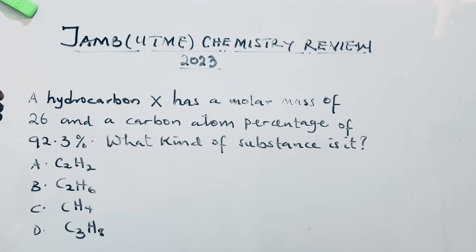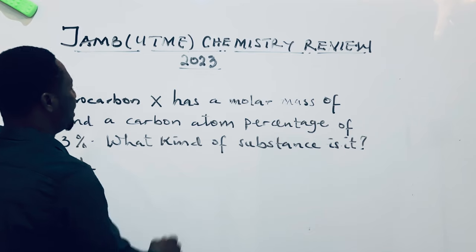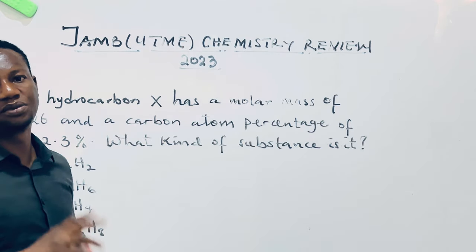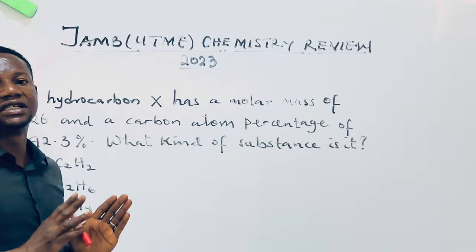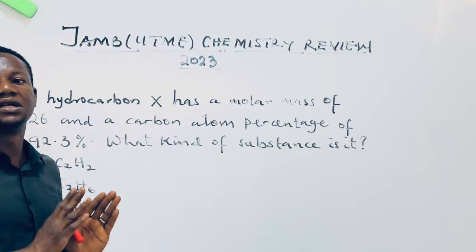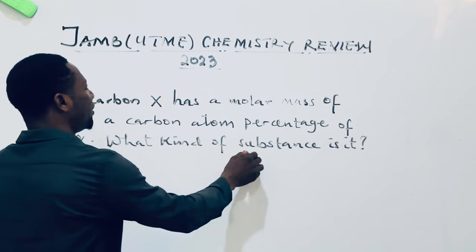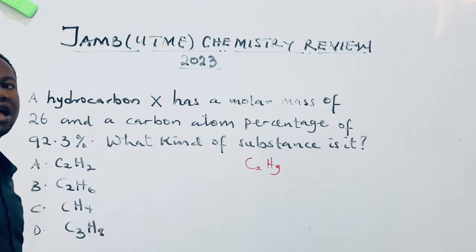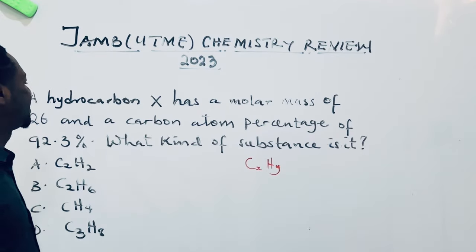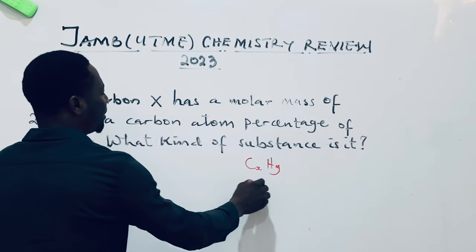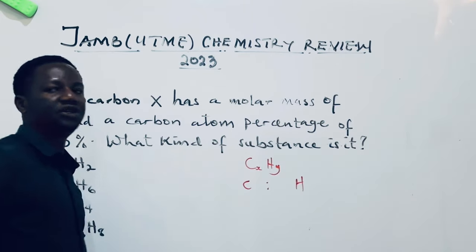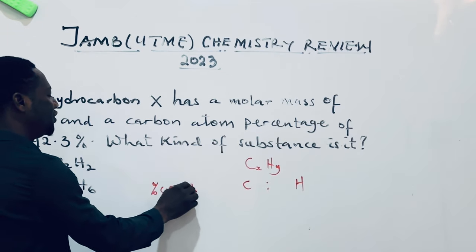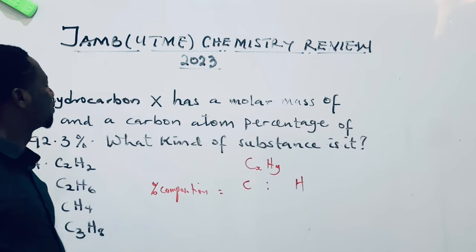First thing first, we should know that in a hydrocarbon, there are only two elements present. A hydrocarbon is a substance that contains only carbon and what? Hydrogen. So the general formula for hydrocarbon is CxHy. We do not know what is x and we do not know what is y. And in this case, the elements present are carbon and hydrogen. The percentage composition of each of the elements is given to us.